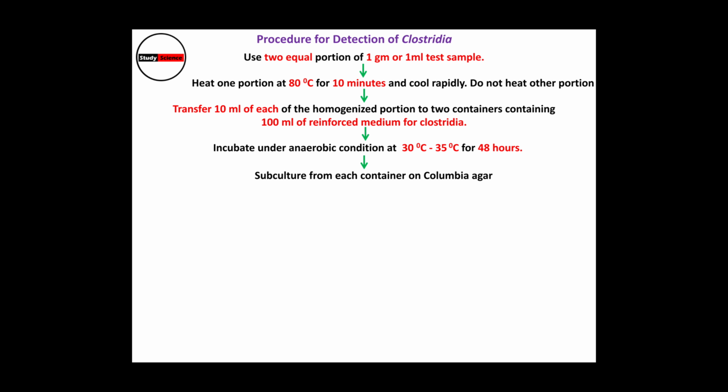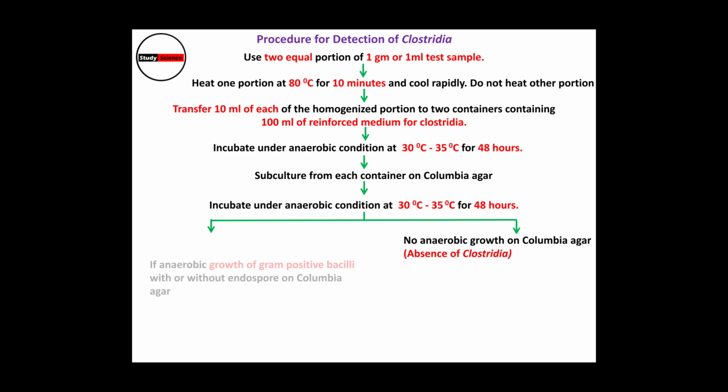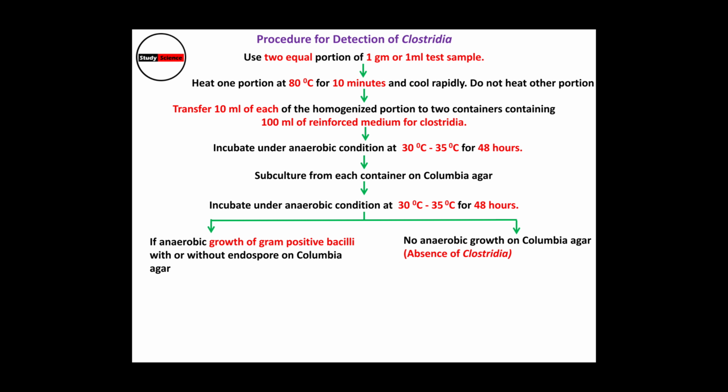Subculture from each container on Columbia agar. Incubate under anaerobic condition at 30 to 35 degrees Celsius for 48 hours. If there is no anaerobic growth on Columbia agar, it means absence of Clostridia. If there is anaerobic growth of gram-positive bacilli with or without endospores on Columbia agar media, it indicates presence of Clostridia.